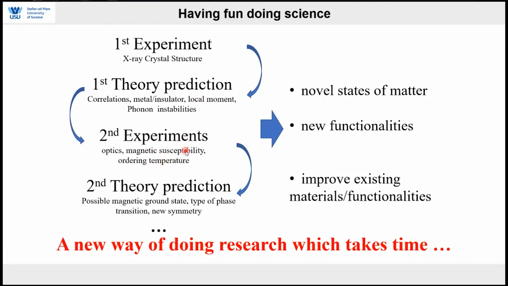I can also look if there is magnetic ordering, and then I can look in the magnetic susceptibility if I have ordering. Once I validate part of my calculations, like local moment, metal insulator correlations, then I can go and do further theory predictions. I can go and try to see if I lower the temperature, do I end up with the magnetic state? Do I end up with a phase transition, which is electronically driven, not by magnetic ordering? Do I have a phonon instability? So by combining experiment and theory and the prediction power of the theory, I can find novel states of matter.